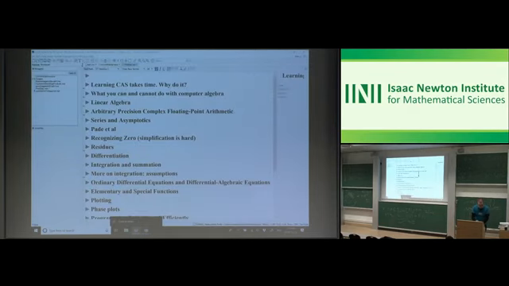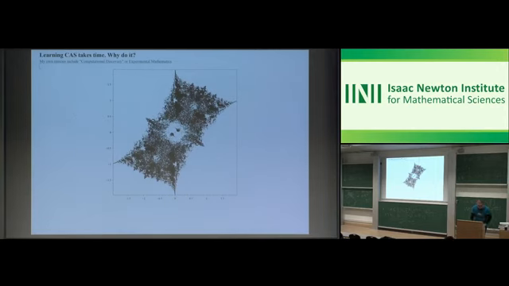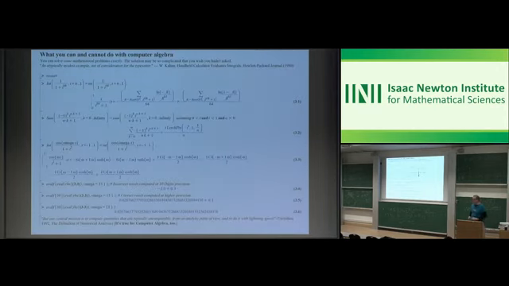And so I'm going to talk to you about some of the ways in which you can use computer algebra, and some of the ways in which it's not going to help.